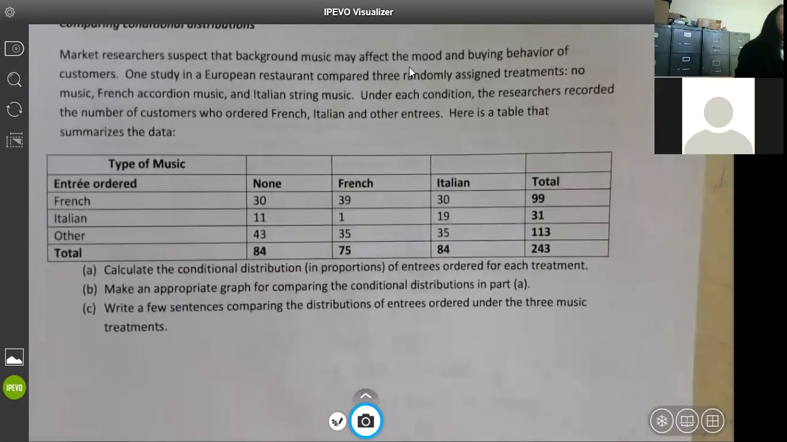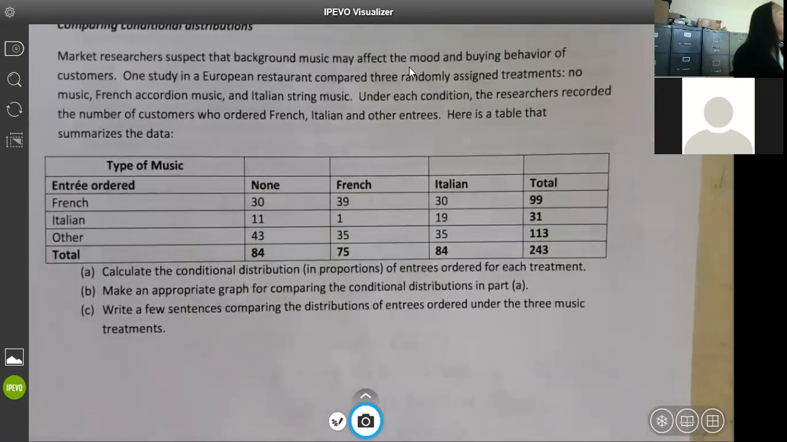So while they were eating, they played one specific song, and they were trying to see if it would affect what you actually ordered off the menu. So would French music make you want to eat French food? Does that make sense? All right. So the first thing says calculate the conditional distribution in proportions of entrees ordered for each treatment.